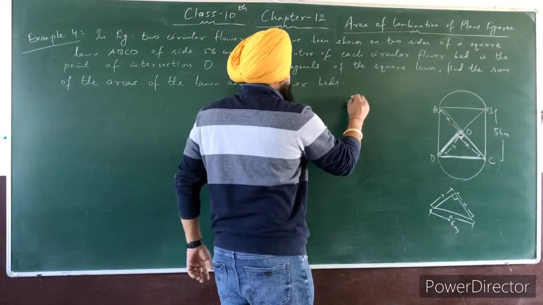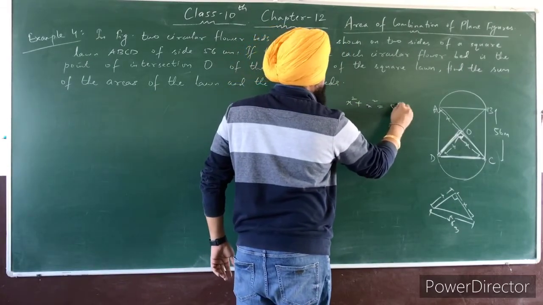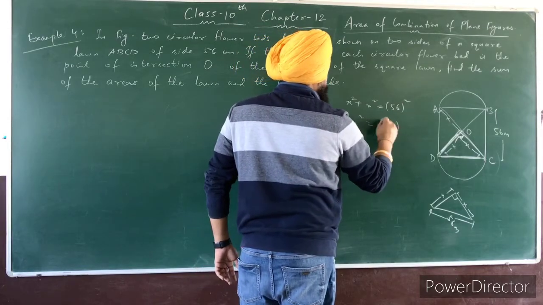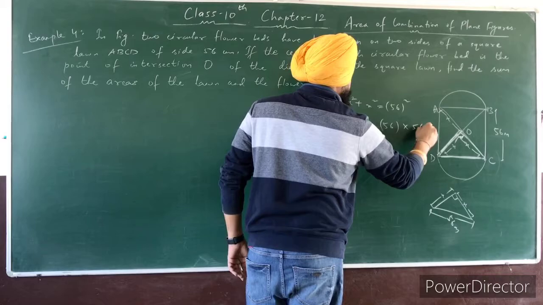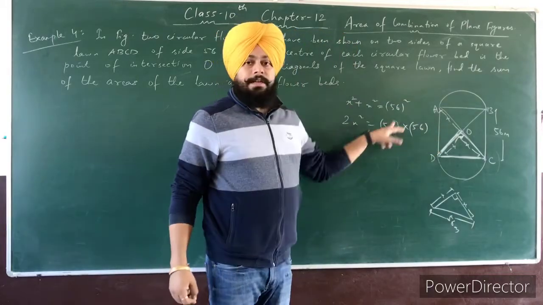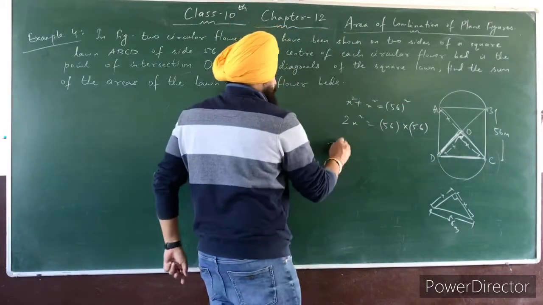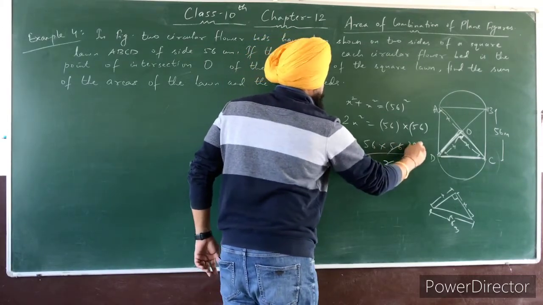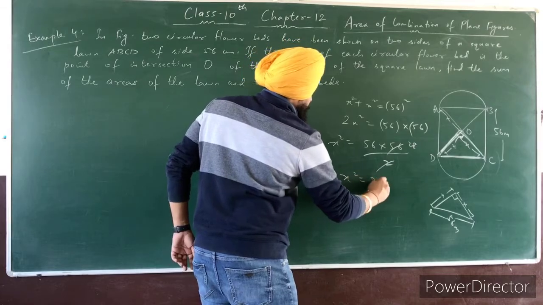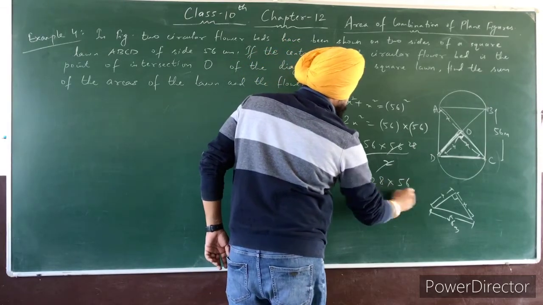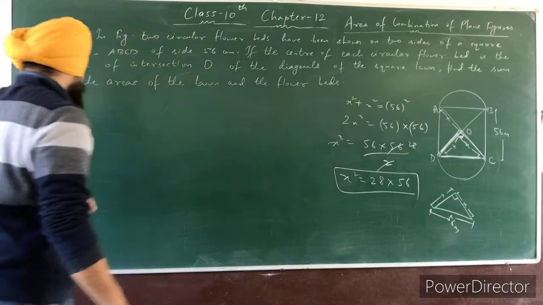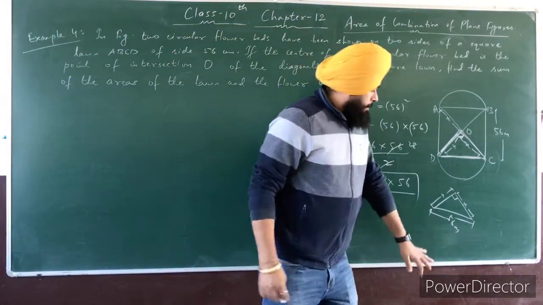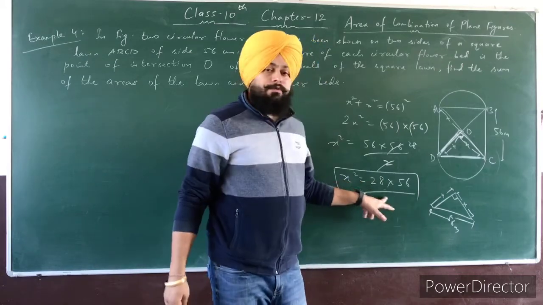So you can write x square plus x square is equal to 56 square, or 2x square is equal to 56 into 56, because 56 square is written as 56 into 56. Or x square is equal to 56 into 56 divided by 2. It is cancelled by 28, and the value of x square is 28 into 56. Clear students? Now x square is equal to 28 into 56.